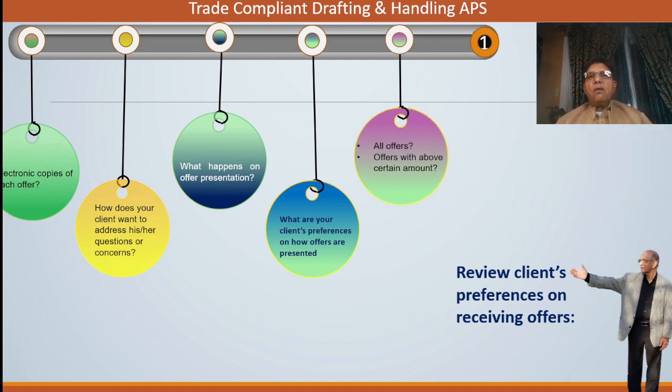Do they want to see all the offers you are receiving, or the offers above certain amounts? Your client might want to see the offers at asking price or above asking price. They might not want to look into any offers which are below asking price. Ask these questions so that you can handle it accordingly.